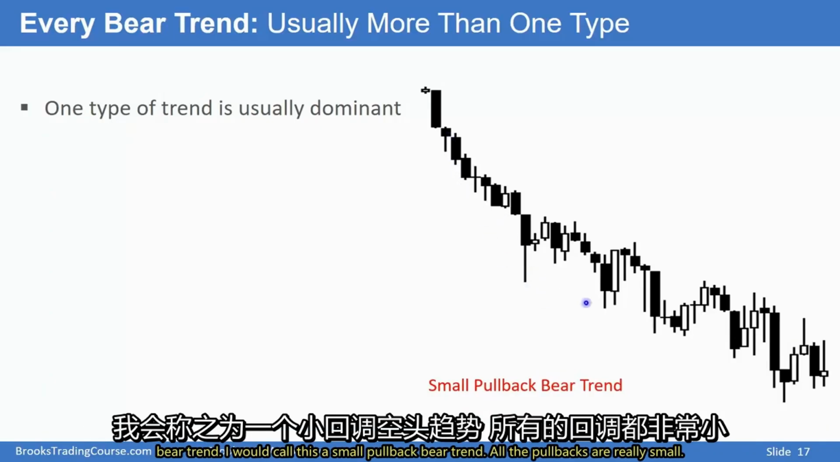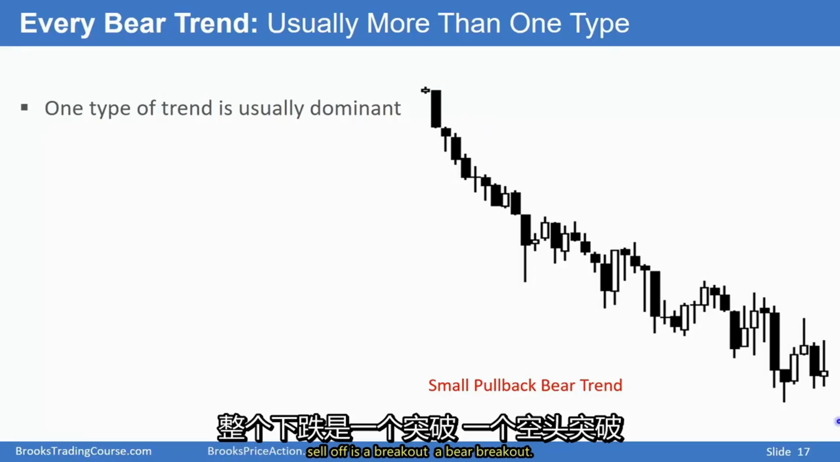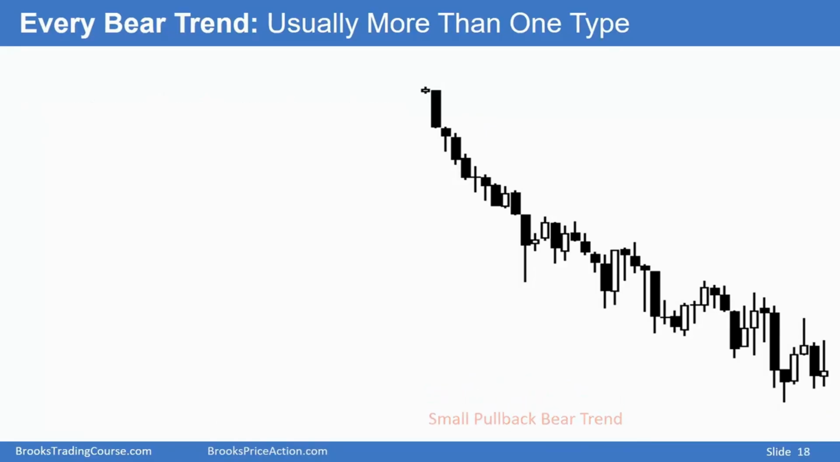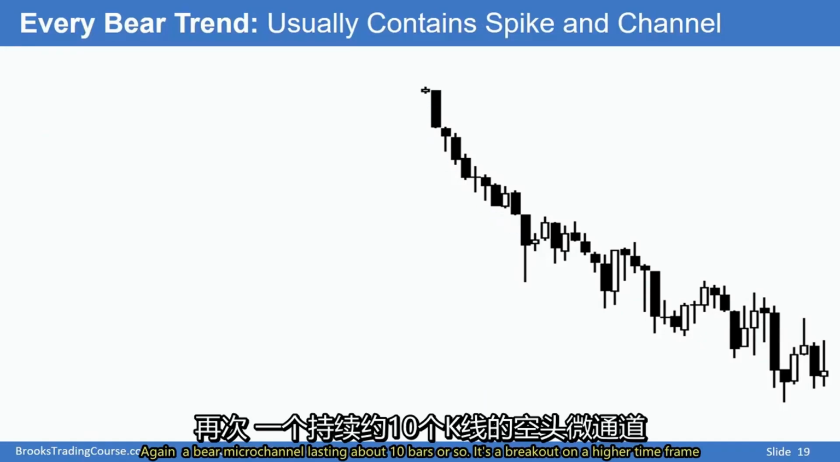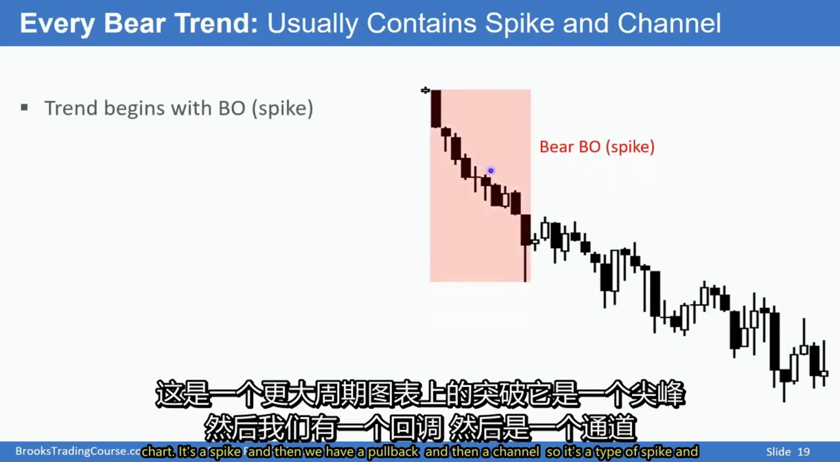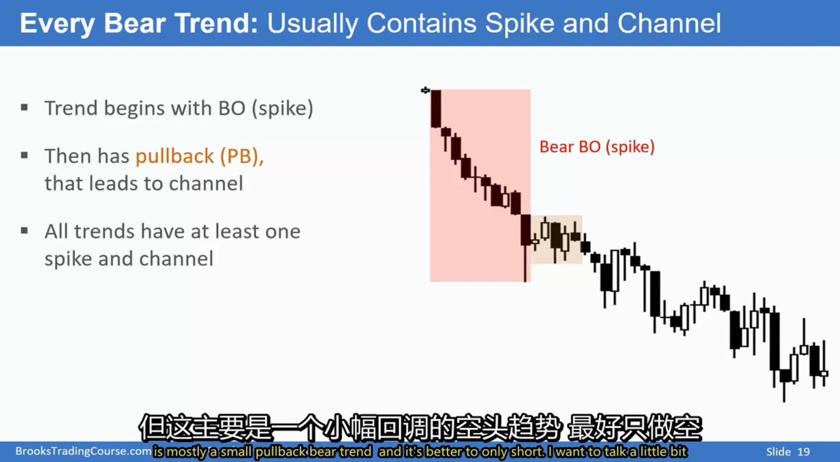I would call this a small pullback bear trend. All the pullbacks are really small. It's the strongest type of bear trend on a higher time frame chart. This entire sell-off is a breakout, a bear breakout. Again, a bear micro channel lasting about 10 bars or so. It's a breakout on a higher time frame chart. It's a spike, and then we have a pullback, and then a channel. So it's a type of spike and channel bear trend. And all trends have some component of spike and channel bear trend to them. But this is mostly a small pullback bear trend, and it's better to only short.